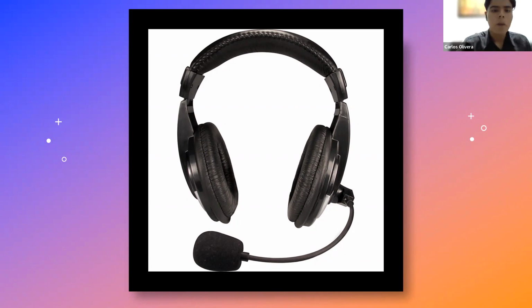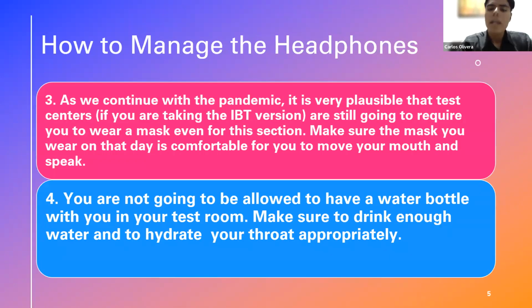All right. Now, third thing, maybe this is going to disappoint many of you and it's going to be sad, but let me tell you this. As we continue with the pandemic, according to the World Health Organization, it is very possible that the test centers, if you are taking the IVT version or the PVT version, of course, if you are taking the home IVT version, this is not going to apply to you.